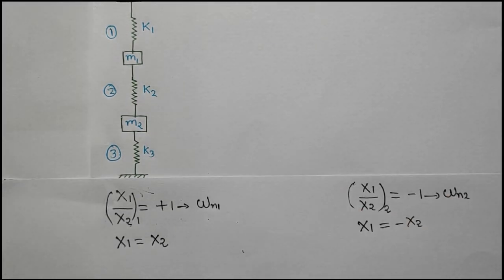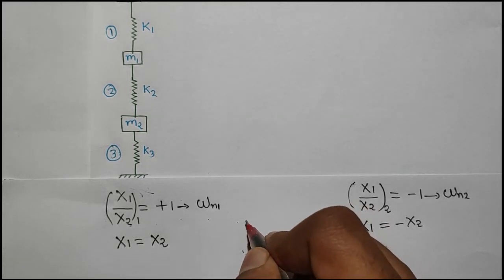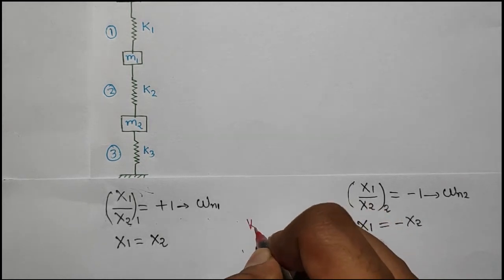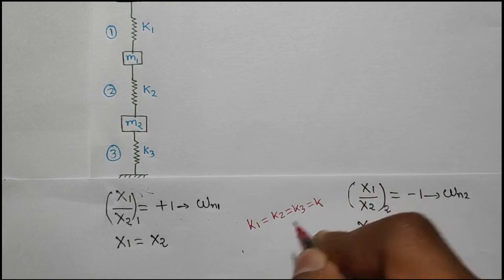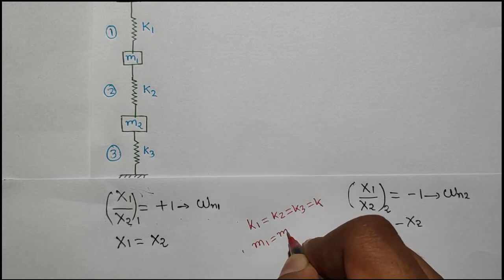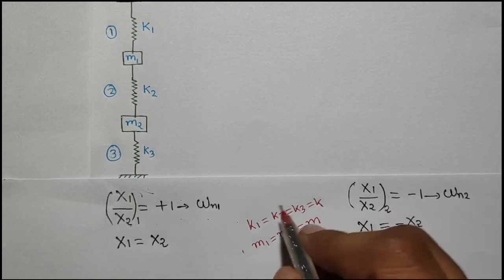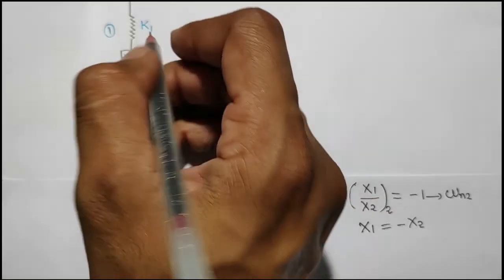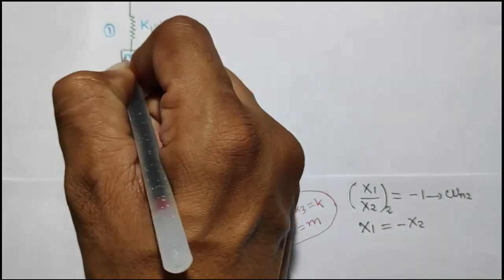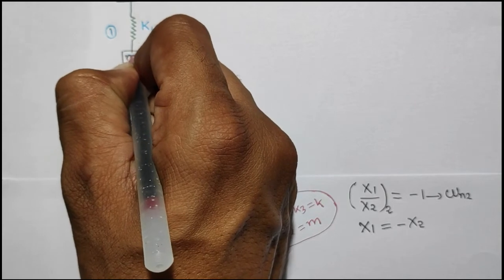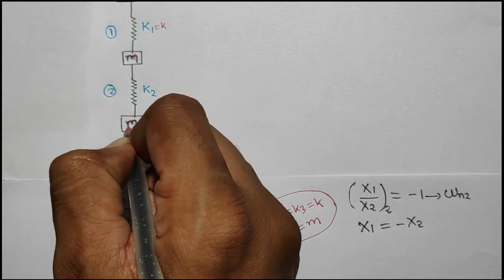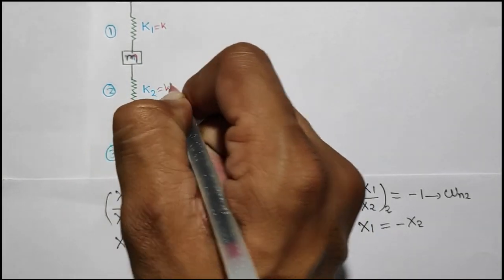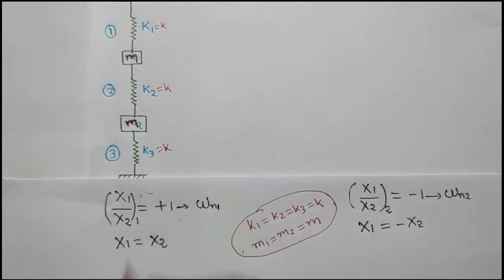In the last lecture, we assumed a special case to understand the behavior of the system, in which we assumed k1 is equal to k2 is equal to k3 is equal to k, and m1 is equal to m2 is equal to m. So I am writing m1 is equal to m, m2 is m, k1 is equal to k, k2 is equal to k, and k3 is equal to k.